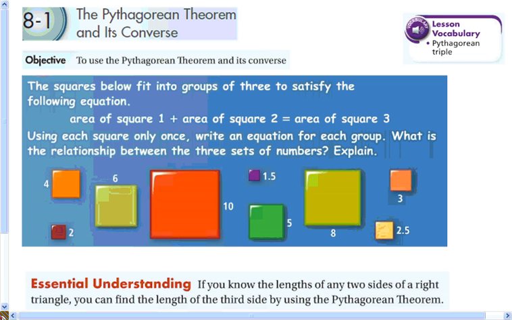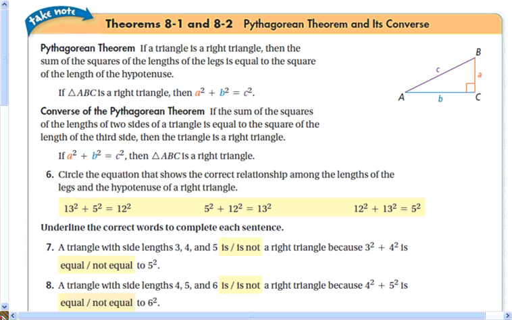So this lesson reviews Pythagorean's theorem and its converse. The Pythagorean theorem says that if a triangle is a right triangle, then the sum of the squares of the lengths of the legs is equal to the square of the length of the hypotenuse. In symbolic terms, that's a squared plus b squared equals c squared.